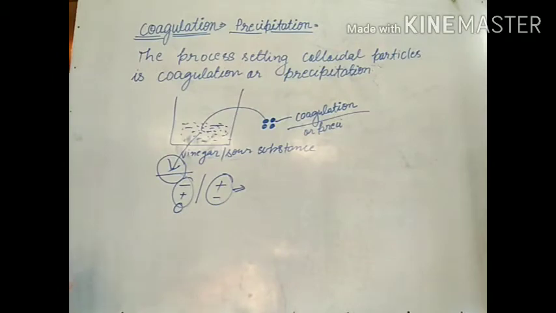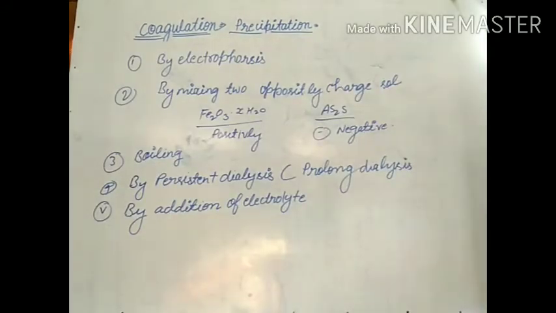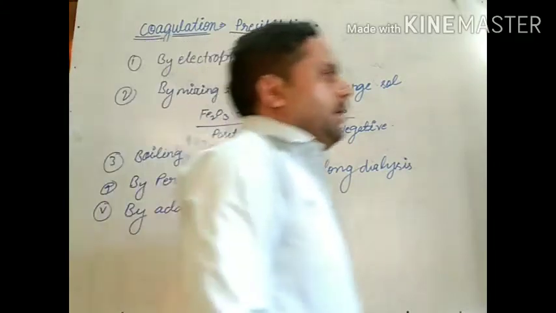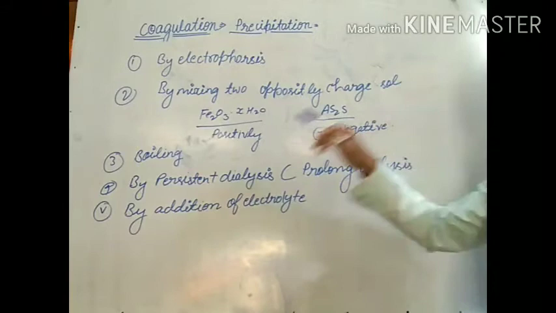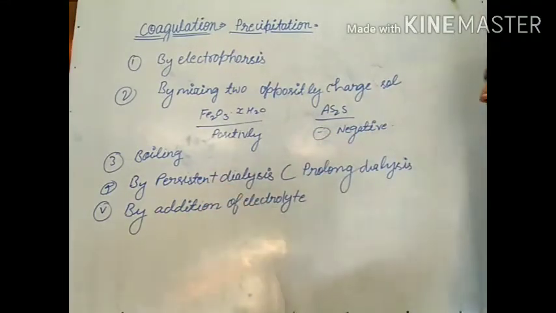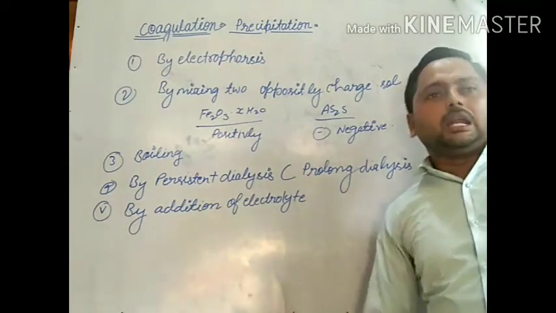Coagulation can be done by various methods. The coagulation of lyophobic sols can be done by the following methods: by electrophoresis, by mixing oppositely charged sols, by boiling, by persistent or prolonged dialysis, and by addition of electrolyte.